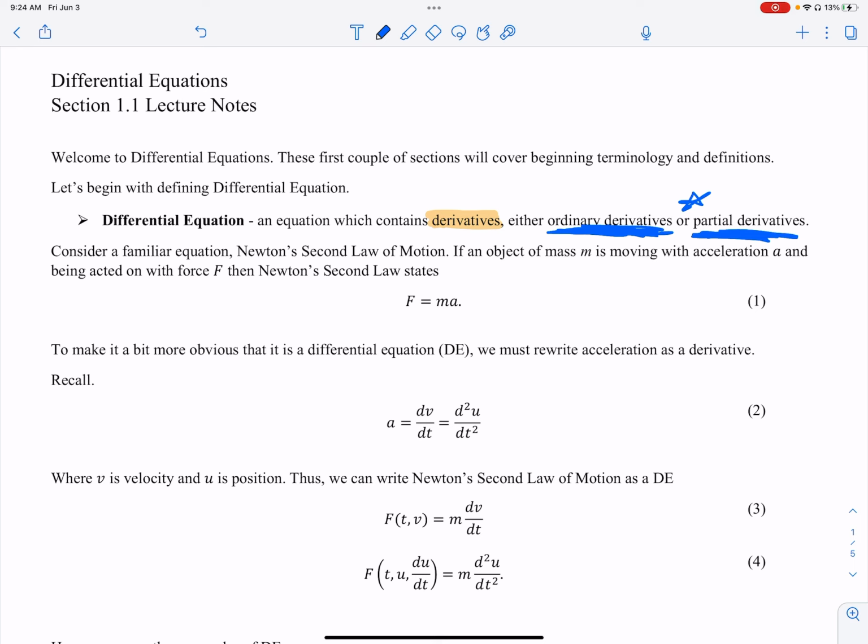So with that, a differential equation is literally an equation with derivatives. That's it. It can be an ordinary derivative. It can be a partial derivative. That leads us to two different types of differential equations. We have an ordinary differential equation, which we call an ODE, and then a partial differential equation, which we call a PDE.